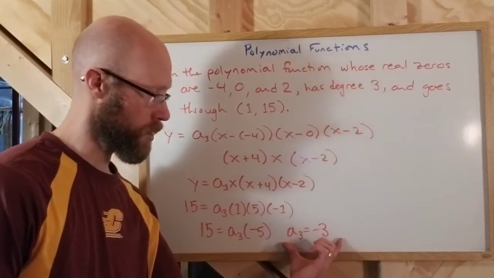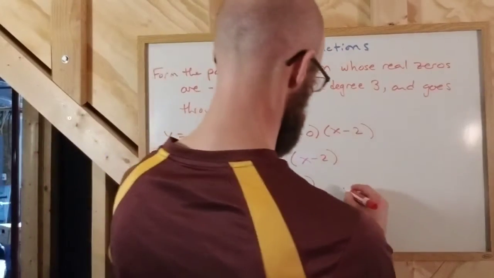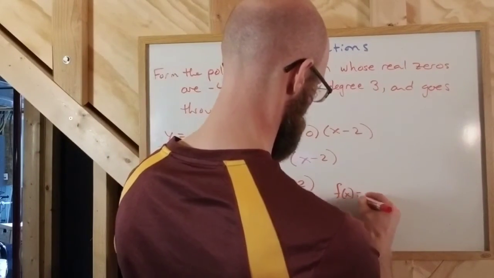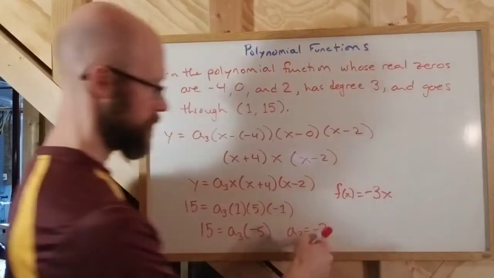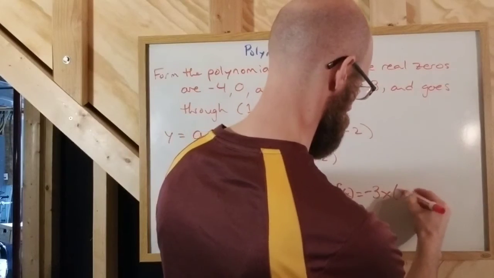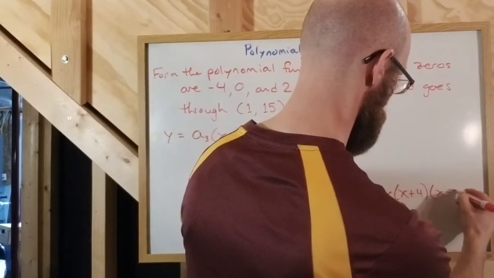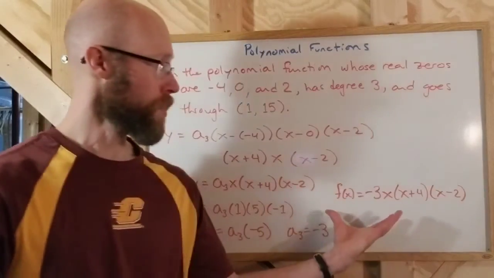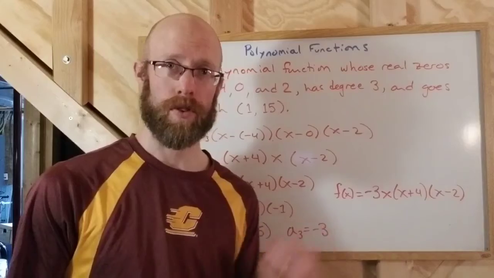Okay? So now my final answer has to incorporate all this. I have to put the leading coefficient back into my factored form. And so my final polynomial, we'll call it f of x, is going to be -3 times x, times x plus 4, and times x minus 2. All right? At this point, I would consider this problem done. There's really no need to expand this further.